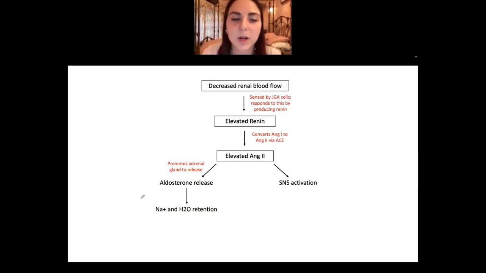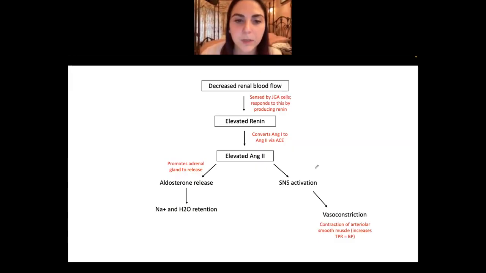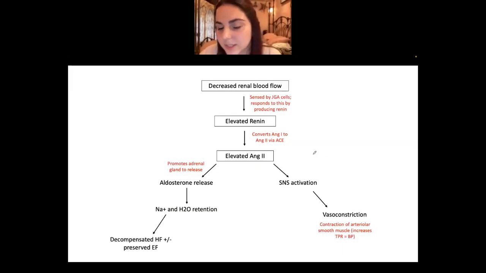From here, aldosterone is going to cause sodium and water to be retained. Remember, aldosterone acts on the nephron to reabsorb sodium and water. And then on this side, the sympathetic nervous system is going to cause vasoconstriction. Because again, this is where it gets tricky: if you think you have decreased blood volume, you're going to vasoconstrict and increase that total peripheral resistance. This is why. The elevated angiotensin 2, remember it acts on alpha-1 receptors, it causes vasoconstriction. You get contraction of arterial smooth muscle, increases total peripheral resistance, increase in blood pressure.